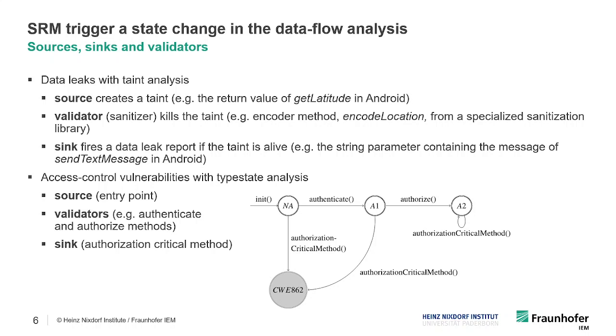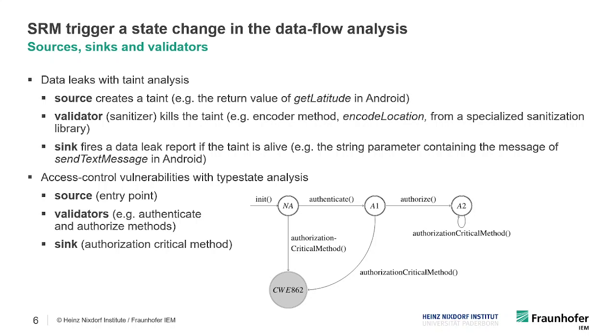for authentication and authorization problems. As you see, we have here 4 states. We have an initial state, and then we have the A1 state, meaning that we are in an authenticated state of the program. And then we also have A2, which means we are in an authorized state of the program.